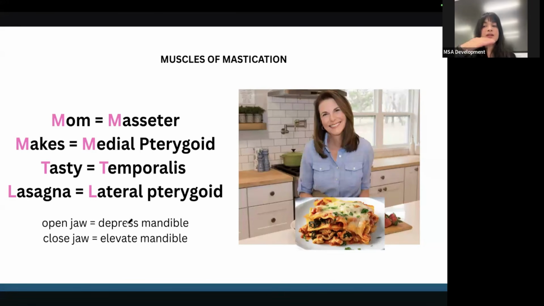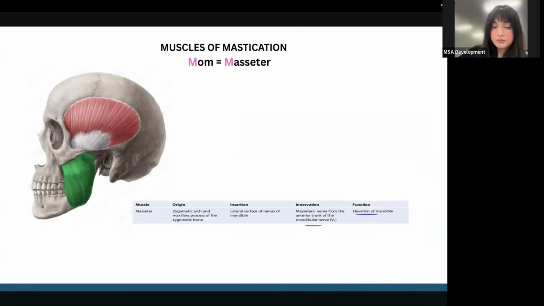If we're talking about depressing the mandible, that means this is your mandible. If you want to depress it, you open your jaw. If you want to elevate it, you close your jaw, right? So open jaw means depressing the mandible and closing jaw means elevating the mandible. Let's start off with mom.